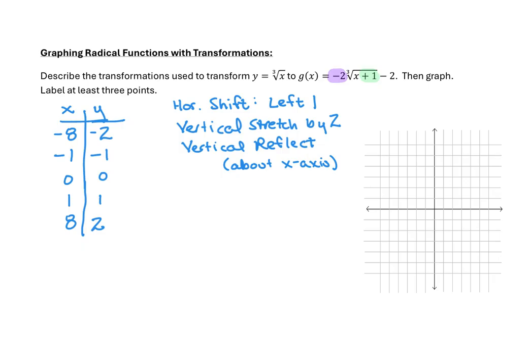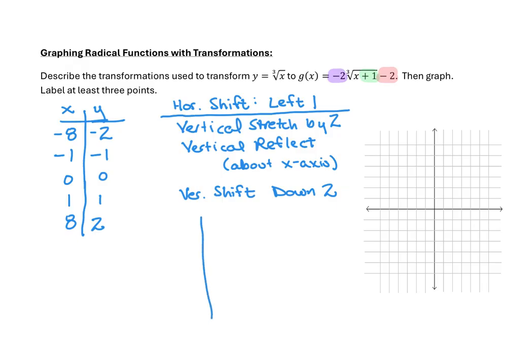All right, after we do our stretching, compressing, and reflecting, then we want to know, do we have any vertical shifts? And we do have a vertical shift. It's going to be this -2 over here. And remember that for vertical, we always do exactly what it says. This is saying I want to go down 2. All right, so let's start with our table and figure out what we're going to do.